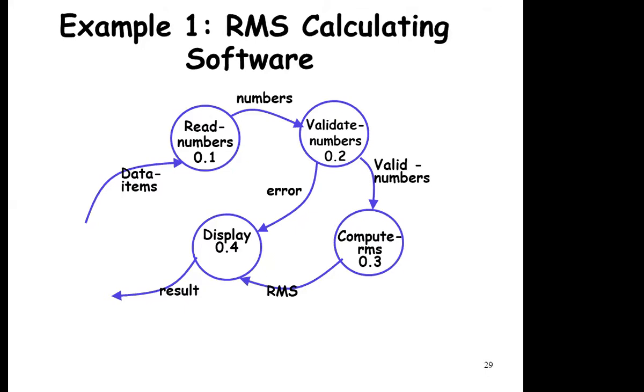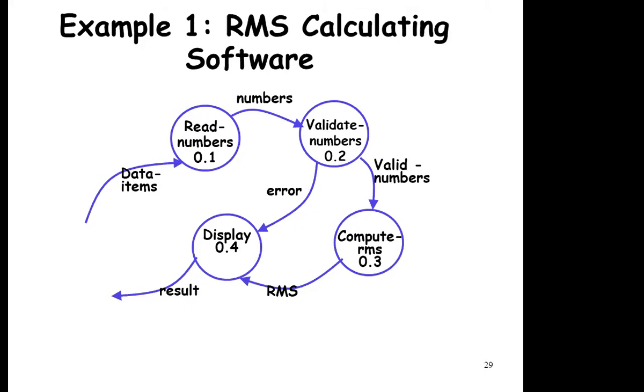First of all, the numbers will be read. So data items are read, we have to read 3 numbers. Just see, this is the level 1 DFD because level 0 has already been done, so numbering will be 0.1 for the first function. Then these numbers will be entered into the validating process, whose number is 0.2, which will validate.